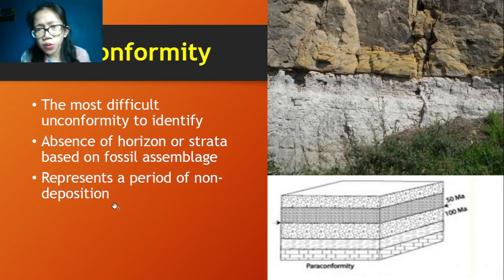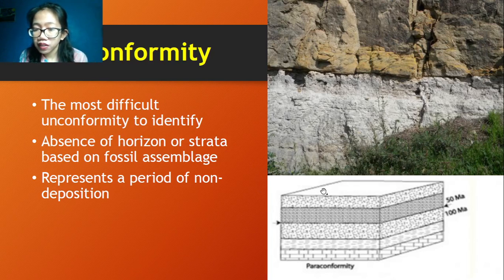So paraconformity is quite difficult to identify because you don't have any clue that there was a gap in time. In an angular unconformity you see a slant, so there was movement. In a disconformity you would see evidence of weathering processes. In a non-conformity, there are two different types of rock. But paraconformity sometimes is difficult to identify because the materials may still be horizontal, it would still look normal, but in actuality, there was a gap in time.